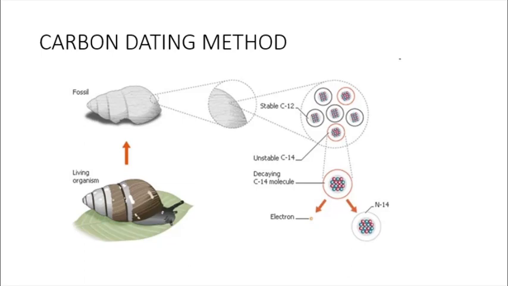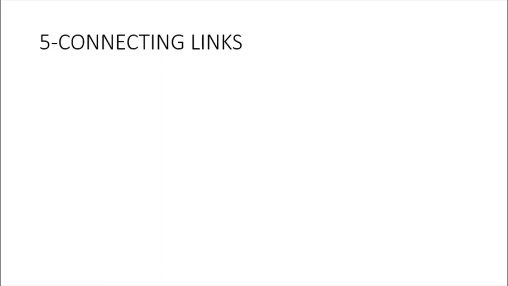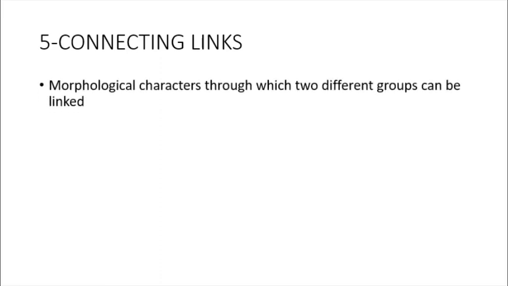The next evidence in evolution is the connecting link. Now, a connecting link is an organism. You have to remember that this organism has the characteristics of two different groups. That is, this organism will have characteristics which are present in two different groups, and such an organism is called the connecting link between those two groups. That is, it connects those two groups. So we are going to study four such organisms: peripatus, duckbill platypus, lungfish and Archaeopteryx.